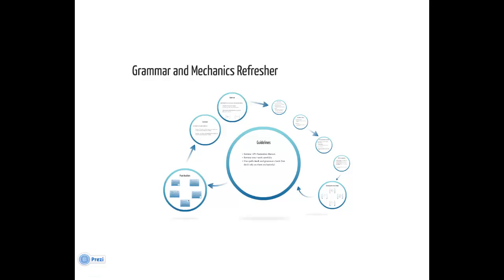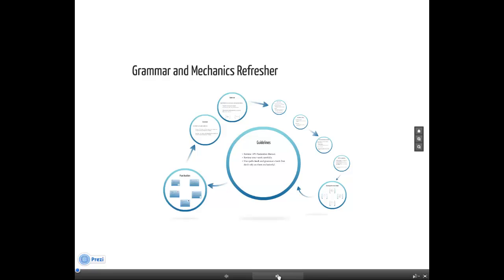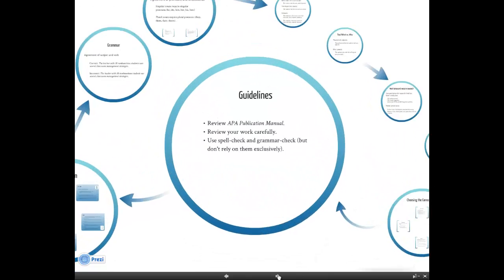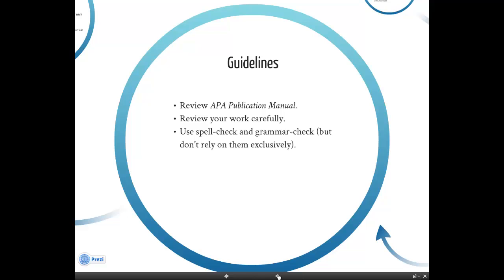Grammar and Mechanics Refresher. Although you will find a more comprehensive treatment of grammar and style in the APA Publication Manual, which is worth reading, especially if it has been a while since you have written a scholarly paper, the following list of common errors is a good place to start when editing your work. Please review your work carefully to ensure that none of the following problems appear in your work.